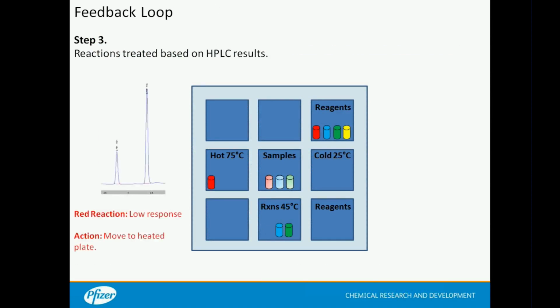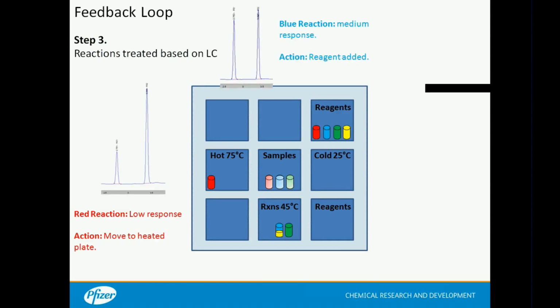Let's consider the results of the reaction. The red reaction has a low response, a small amount of product to a large amount of starting material. So it was moved to the heated plate. The blue reaction has a medium response. So it falls above the low threshold, below the high threshold. So in this case, the action was reagent added. So we had yellow reagents added to our blue reaction.